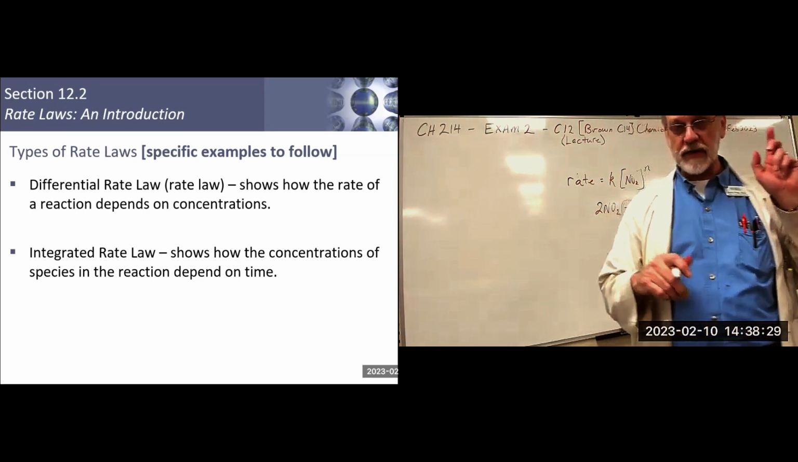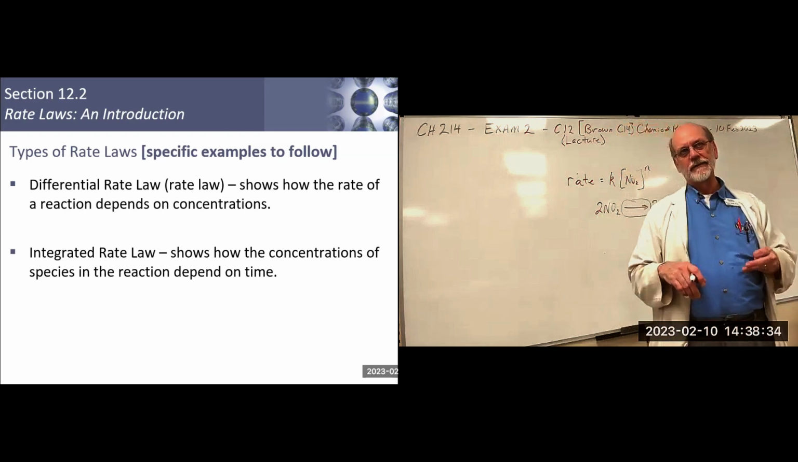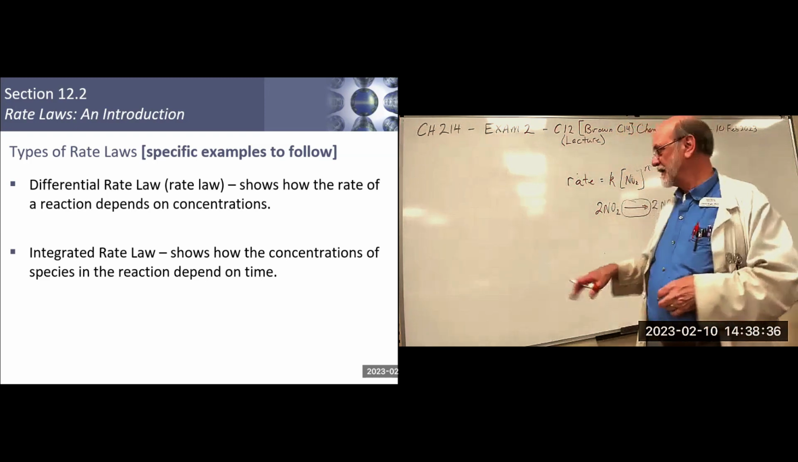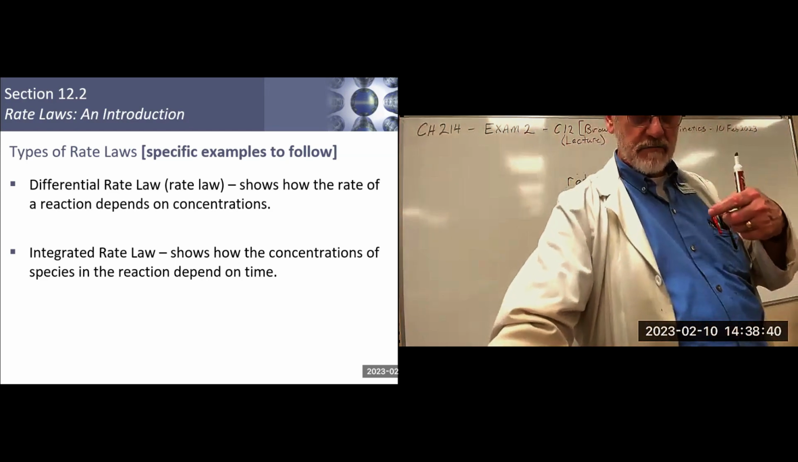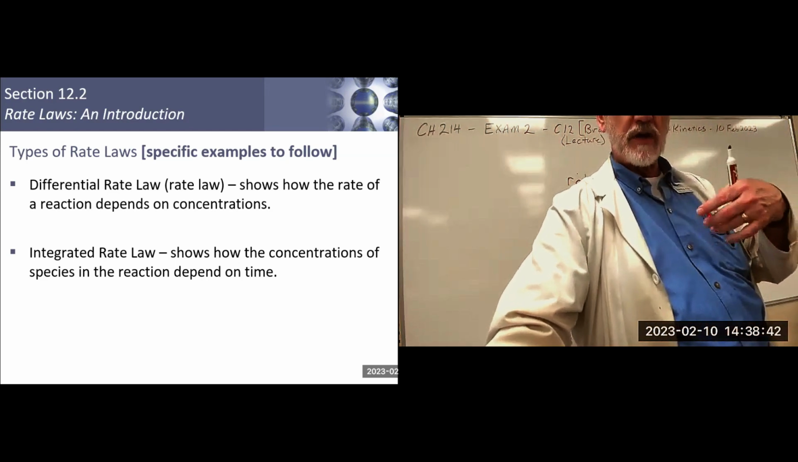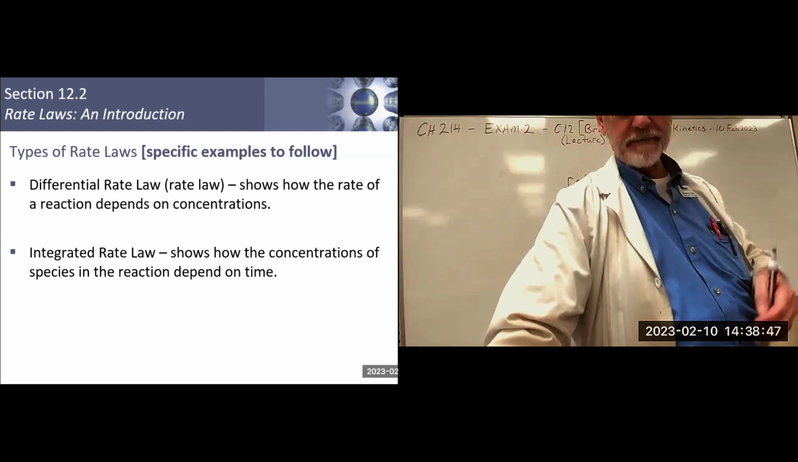So we're going to go through several types of rate laws in just a minute, and relate each of their rate laws to the integrated rate laws for each type.